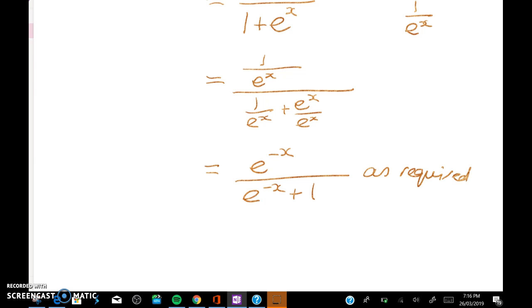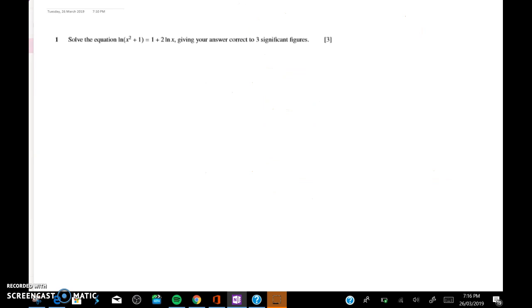So that's the first one. And now on to the second question. Right, it's a little bit small to see, but you've got it hopefully somewhere near you. Assignment 4. So we have to solve this equation. Log of x squared plus 1 is equal to 1 plus 2 times the natural log of x. Now we can't do much with this until we have it all as a natural log. So let's focus on how I can deal with that 1.